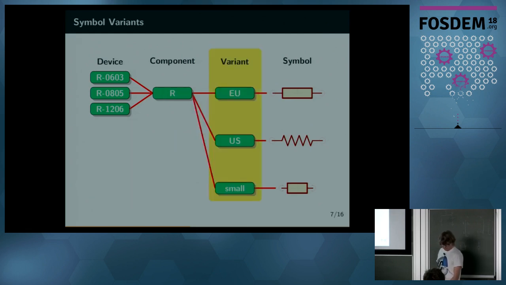So the solution of LibrePCB is an entity called component symbol variant. So there is only one component for a resistor, and it can have as many representation variants as you like. So you can create one for the European symbol, one for the American, or whatever you want.